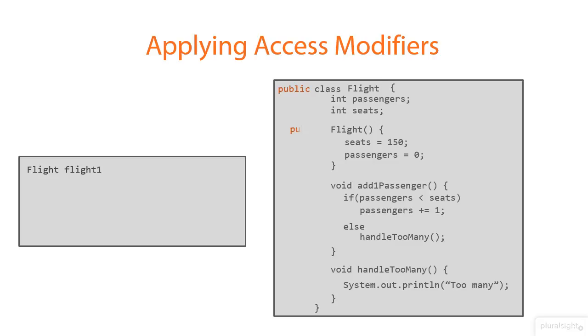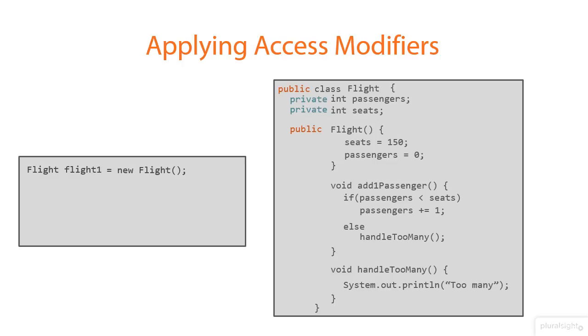I'm going to go ahead and mark the constructor as public as well, which means I'm also allowed to now create instances of this class. We'll talk more about constructors shortly, but the key thing here is that we are allowed to create instances of the Flight class. Now let's take our two fields, passengers and seats, and we'll mark those as private.